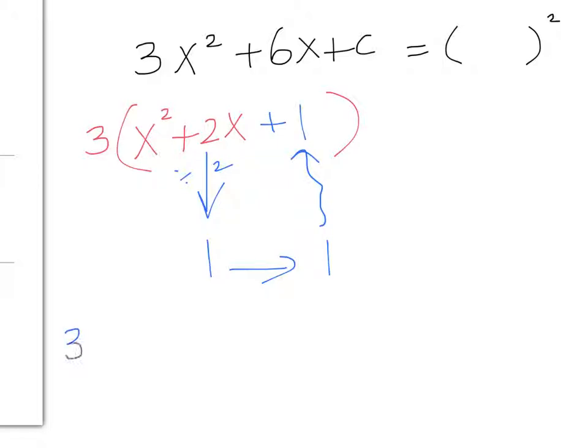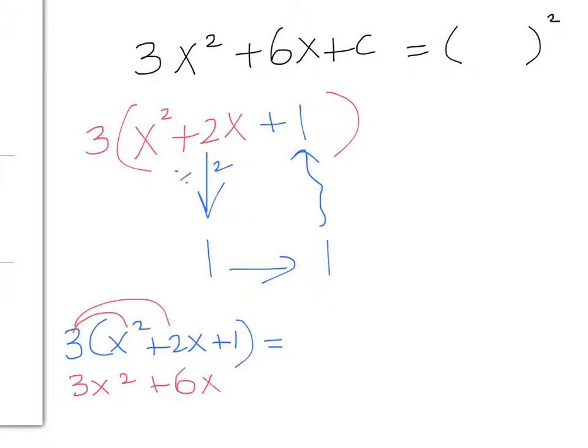So 3(x squared plus 2x plus 1) is equal to, remember, to know the c over here, you have to multiply the 3 by the number that you added on the inside, because 3 times x squared is 3x to the second, 3 times 2x is 6x, and 3 times 1 is 3.